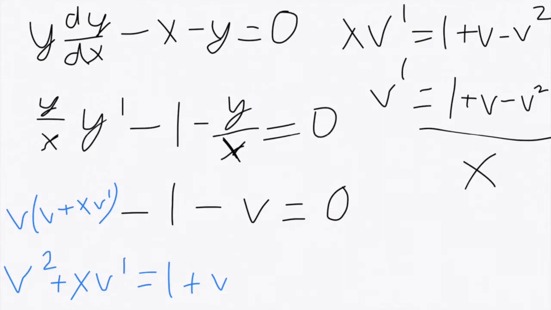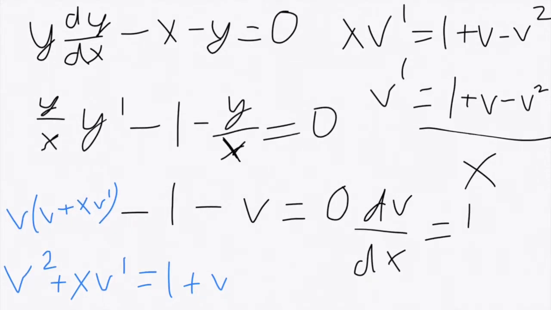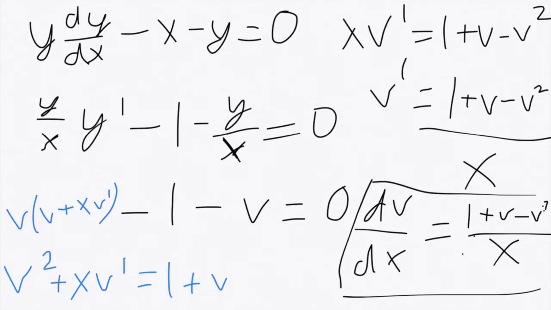And notice that v prime is just dv/dx, so we can rewrite it as dv/dx is equal to 1 plus v minus v squared over x. And this equation over here is the equation that we already know how to solve. It is a separable equation. Due to the fact that this integral is a lot more tedious than I thought it'd be, we'll skip solving this integral for now and we'll do a much more doable problem.